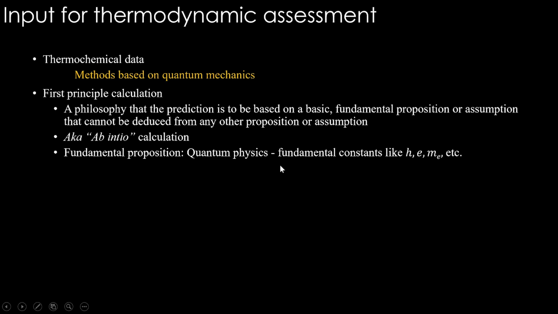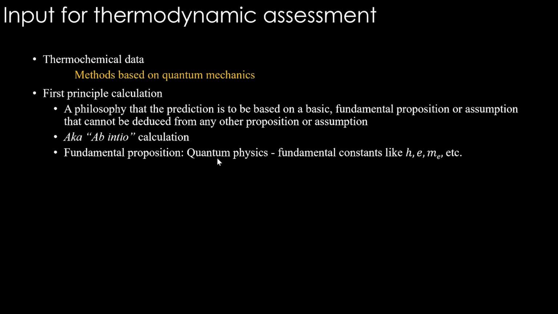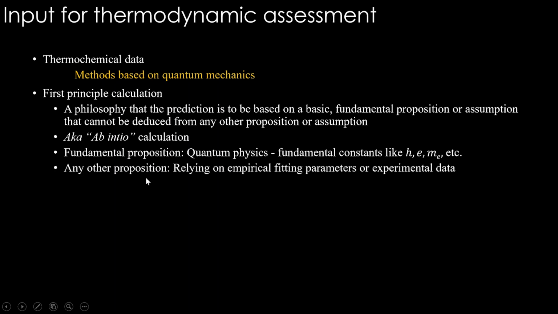Quantum physics has these fundamental constants like Planck's constant, charge of an electron, mass of an electron, and so on. These constants only will be used, and from that we can figure out any property. There are equations in quantum physics that tell you the behavior of subatomic particles. You just take those equations and solve them to get the properties. Any other proposition, by that what we mean is relying on any empirical fitting parameters or experimental data. You don't need to correct what you get from quantum physics using these kinds of things. Only quantum physics is good enough. That's why we call it first principle calculation or ab initio calculation.